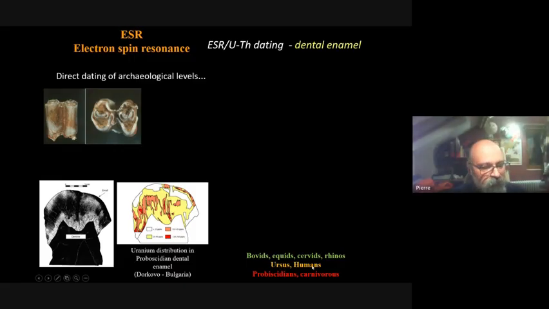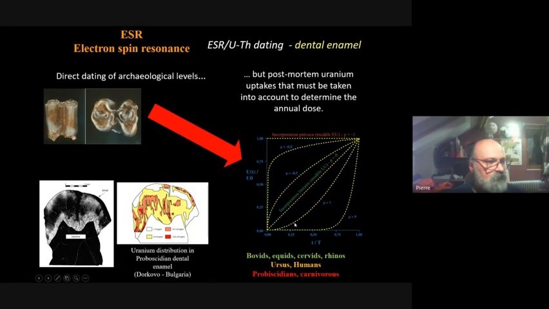It's not so good for Ursus and humans because the enamel is not so good, but it's possible. If you don't have another kind of teeth, it is possible to use, but it's not very good. And it is impossible for proboscideans, Elephas, Mammuthus, something like that, not possible. And for carnivores, it's not possible to use this method. So if you want to give an age using this method on your archaeological level, you have to focus on bovids, equids, cervids, and rhino.